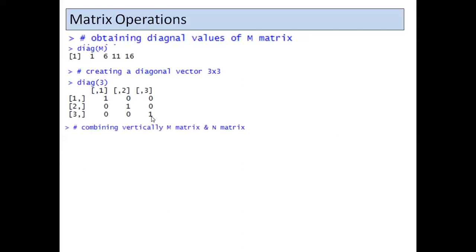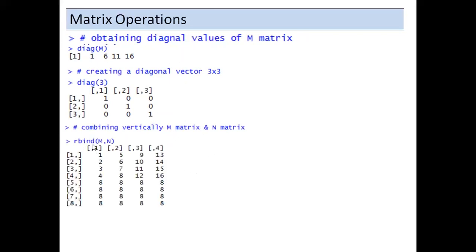And say, for example, we want to combine the M matrix and N matrix vertically. In that case, we need to type in rbind and the matrix names. It gets combined in a vertical fashion, where from 1 to 16 is the M matrix that we have, and then all these 8s, which is the output for the N matrix.